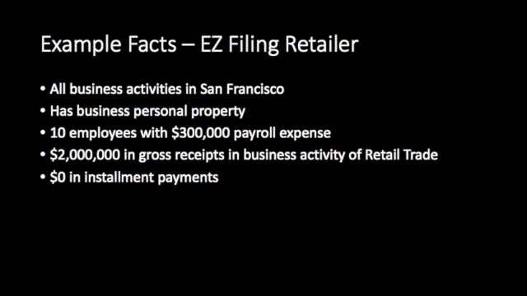In this example, I will be filing using the following facts. All business activities are within San Francisco, with taxable business personal property, 10 employees, and $300,000 in payroll expense. The business has $2 million in gross receipts in the business activity of retail trade. The business did not make any quarterly installment payments in 2016.